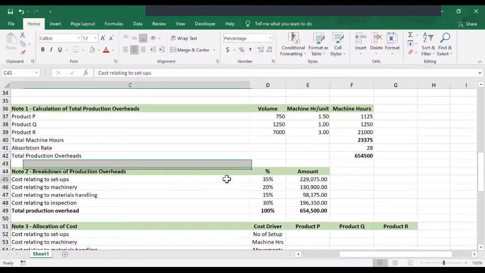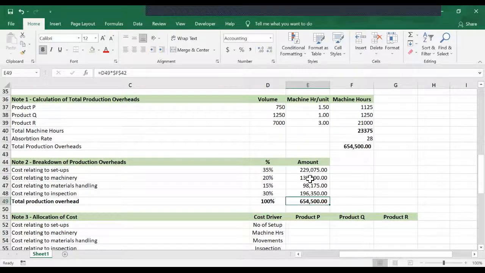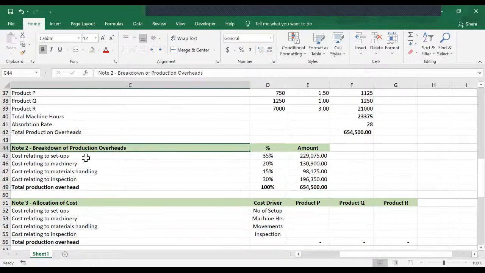So again, it's simple, 35% of this 6,54,500. So this will come to these amounts, and you can see again the total is coming to 6,54,500. Okay, I hope this part is also very simple. Now, in the third note, we have to allocate this production overhead. So this production overhead is regarding all three products.